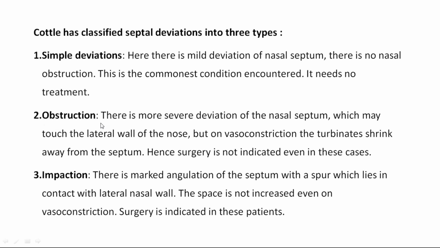Then next is the obstruction part. This is more severe deviation of the septum, which may touch the lateral wall of the nose, but on vasoconstriction, the turbinates shrink away from the septum. Hence, surgery is not indicated even in these cases. But in impaction, there is marked angulation of the septum with a spur which lies in contact with the lateral nasal wall. The space is not increased even on vasoconstriction. Surgery is indicated in these patients.